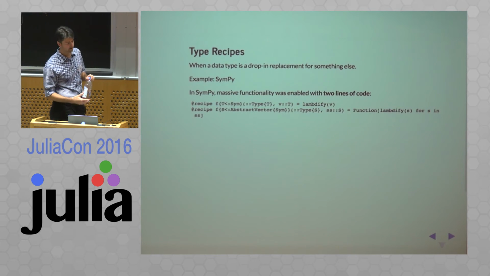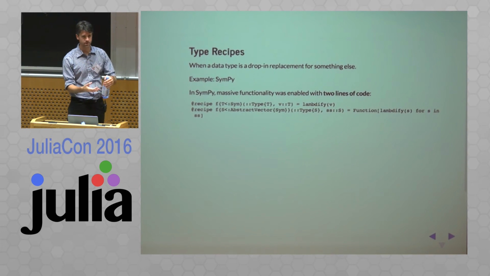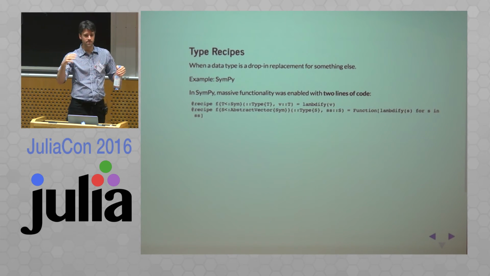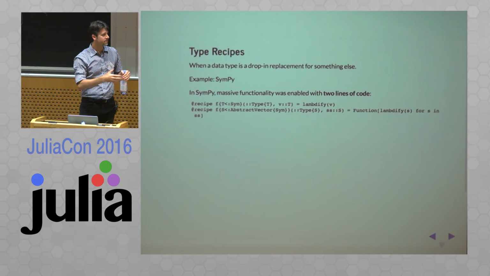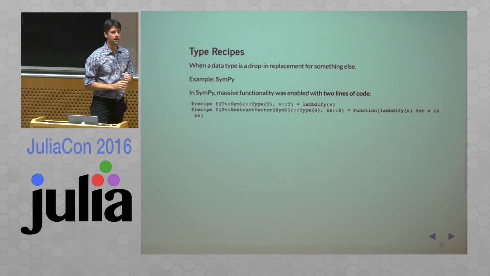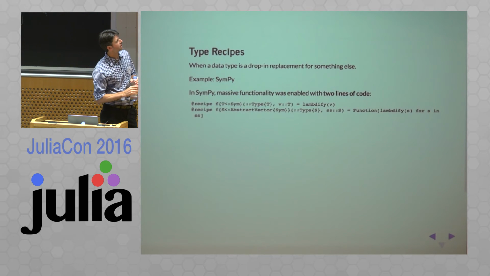So as part of this, a type recipe is when you have a user type, a data type that is really just something else. In the case, I give the example of SymPy, where basically a SymPy variable can just be converted to a function. You can call this lambdafy method on a SymPy variable, and it will give you a function back.